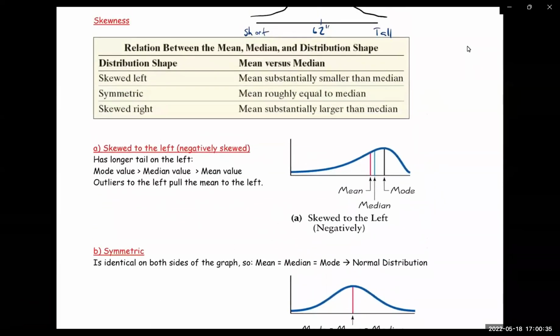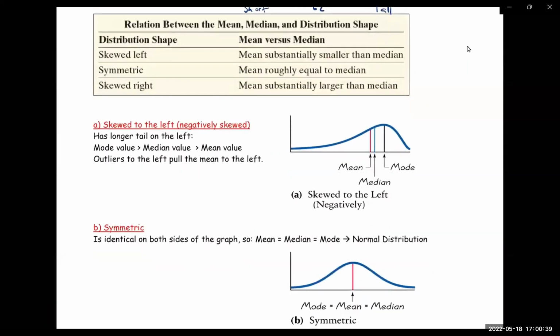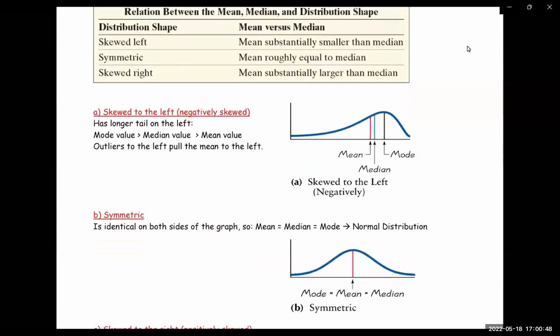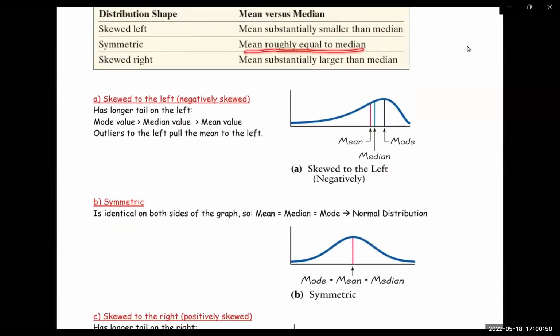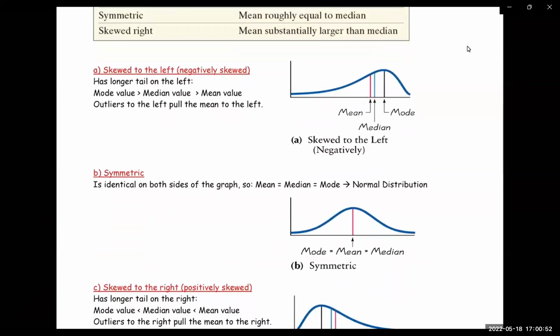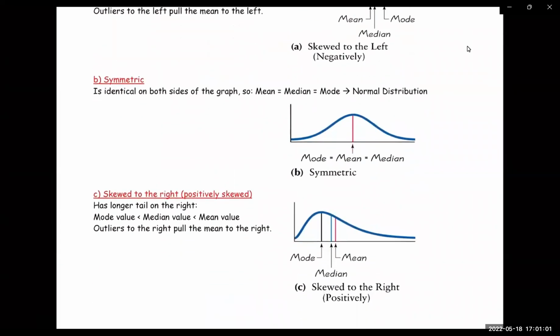All right. The mean substantially smaller than the median. So if you're looking at a distribution that's skewed left, that means the mean is going to be less than the median. And then for symmetric, the mean and the median will be approximately the same. And if you have a skewed right distribution, that means the mean is larger than the median. So the mean is going to be bigger than the median.